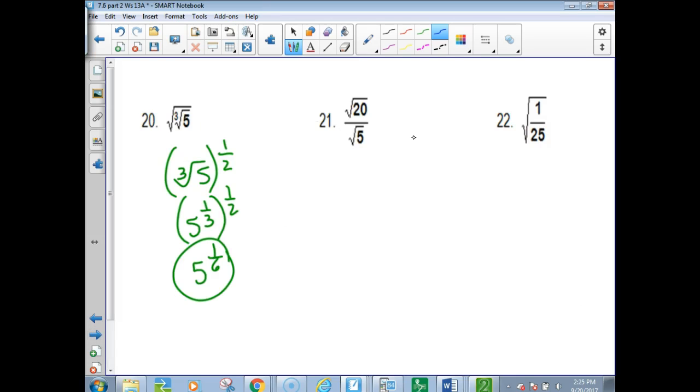21? Okay, now, let's not throw things. The square root, you can write it as one big one, so you'd have 20 over 5, right? And then 20 divided by 5 is 4, so this would be the square root of 4, and that would be 2.